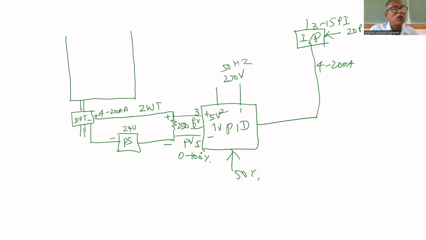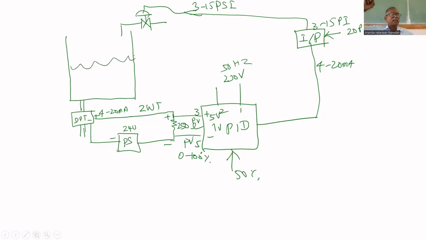Here the DPT works under 24 volt power supply. That's why it is given. This is a mechanical device. That's why it requires 20 psi. If we give 4 to 20 milliamps, it gives 3 to 15 psi. Power is 20 psi. Mechanical power is given. That 3 to 15 psi is connected to this valve. This valve will adjust the flow rate here. That's why the level will be maintained at 50%.